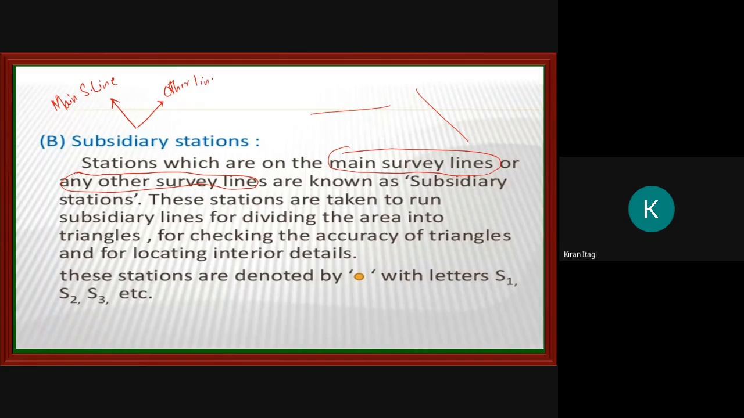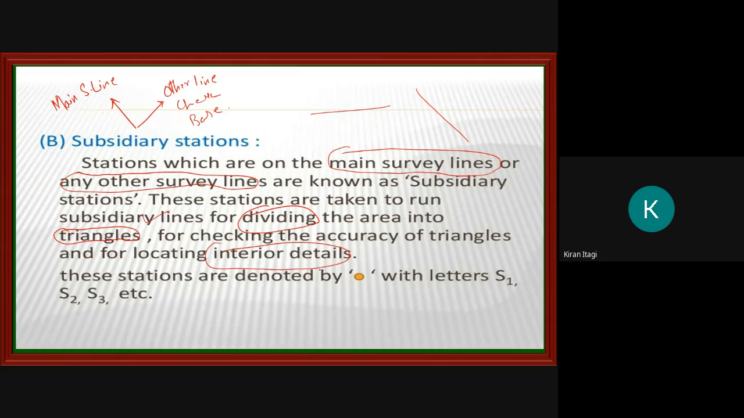They may be found in survey line or any other survey lines like check line, baseline, etc. These stations are taken to run subsidiary lines for dividing the area into triangles. In the previous slide, I showed that the area was divided into a number of triangles. These subsidiary lines help divide the area into a number of triangles, for checking the accuracy of triangles and for locating the interior detail.